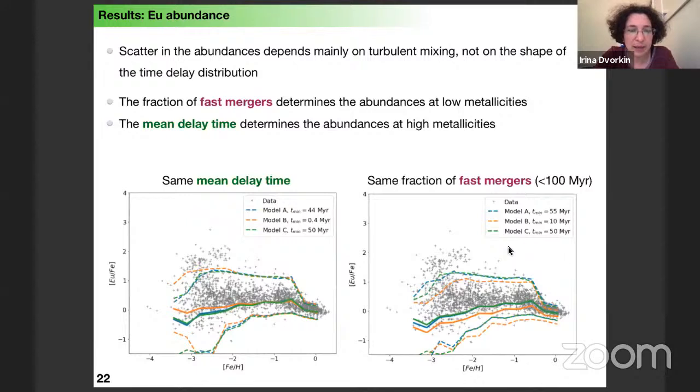Now we can also compare models with different models for this time delay distribution. Here on these plots, I show only the 5 and 95 percentiles in each metallicity bin for different models. On the left, I show the results where I took different models for the time delay distribution, but calibrated so as to have the same average delay time. And if you have the same average delay time, towards the end of the evolution, they all converge towards the same thing, but there's some divergence at very low metallicity, so at early times. And on the right, I again have these 3 different models, but now I calibrated them so as to have the same fraction of very fast mergers, and the fast mergers I define as having merged within less than 100 million years. And then they slightly diverge even at later times.